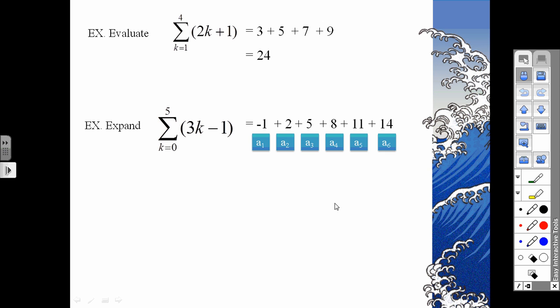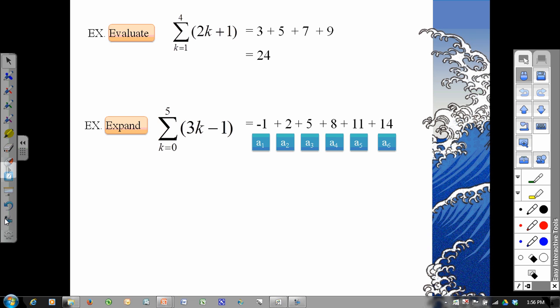The last thing that I want to point out is the different words here. We had evaluate up top and we have expand down here. In evaluate, that means that they want you to actually write it out and then figure out what the sum is. In expand, they just want you to write it out. You don't actually have to go the extra step of adding those all up together. They don't want the sum. They just want it to be written in expanded form. Okay? So that's that, a good introduction to our sequences and series.